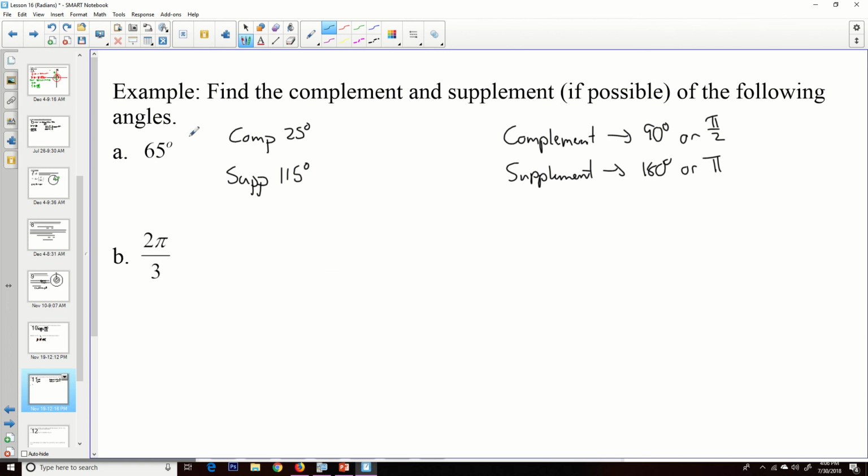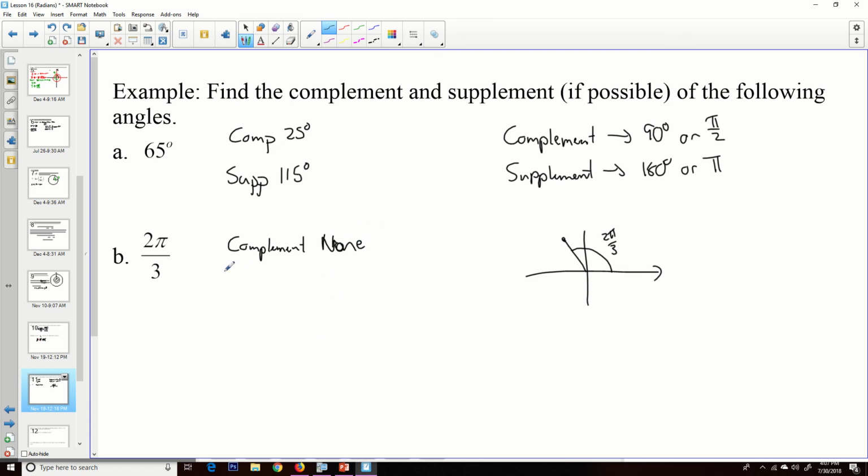All right, so find the complement and supplement, if possible, of 2 pi over 3. Well, if I just real quickly draw in standard position an angle and it goes open to here, this value right there is going to be bigger. This is 2 pi over 3. That's actually bigger than pi over 2. So since it's already bigger than 90 degrees, there is no complement. All right, because it's too big, so none.